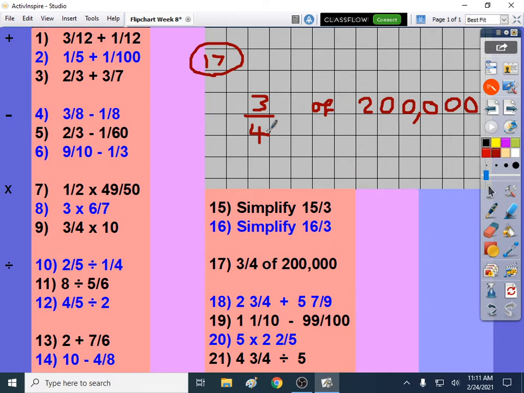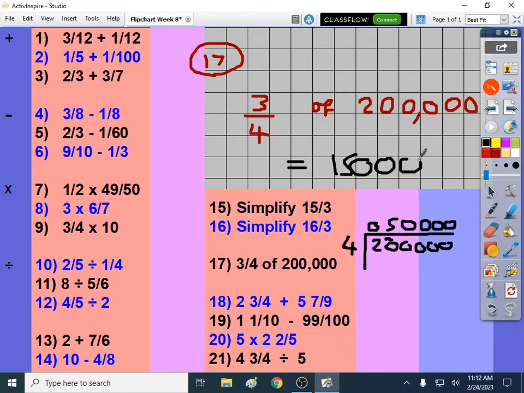But anyway, 200,000 divided by 4, that's 50,000. But do it on the bus stop if you need to, because it's an easy bus stop anyway. Just lots of zeros to write, but you'll see it coming out as 50,000. Then times that by 3. 5 times 3 is 15. And 4 zeros. You get 150,000.